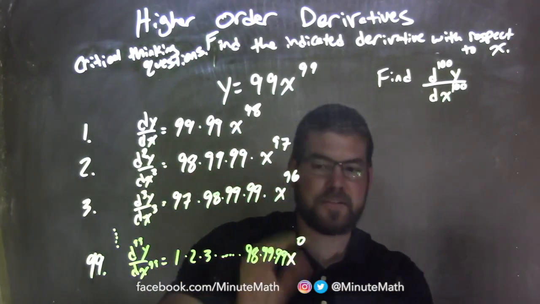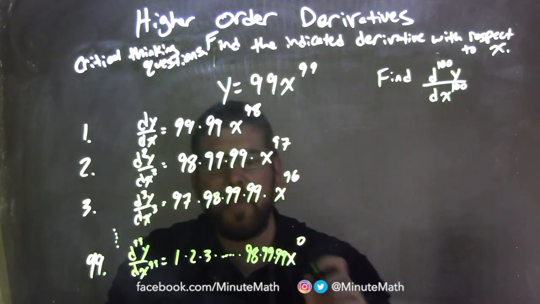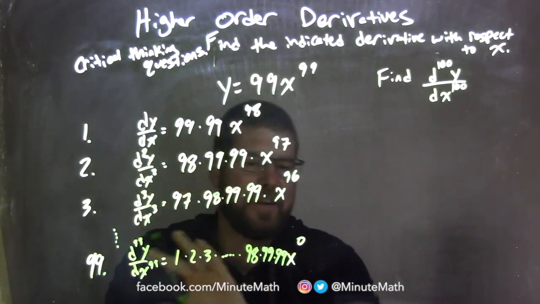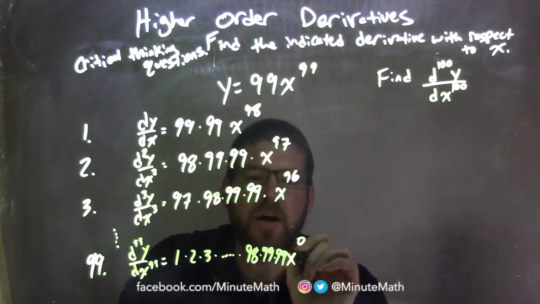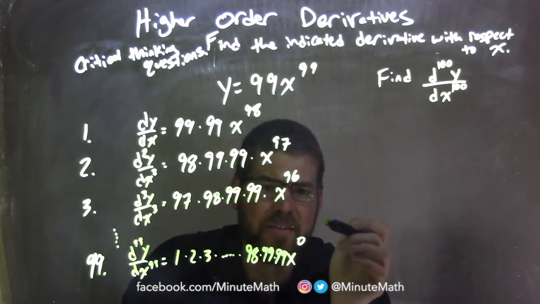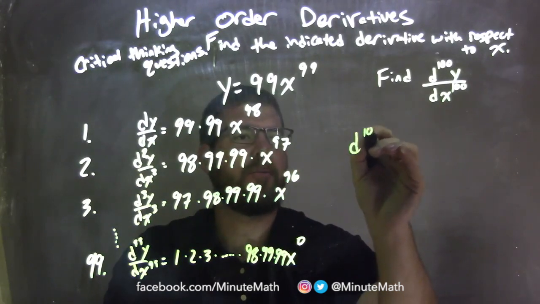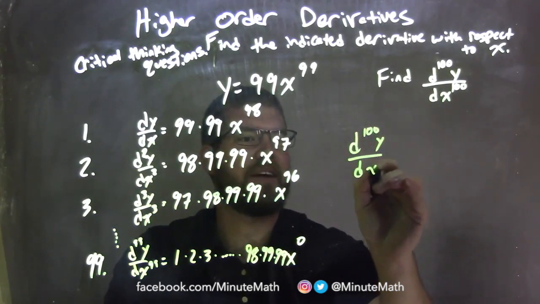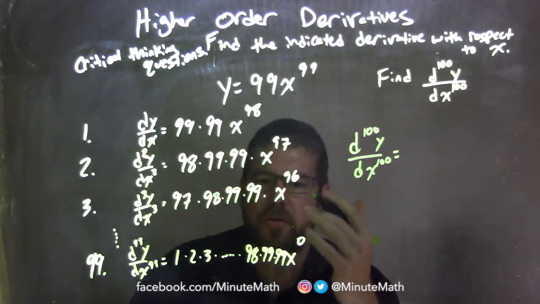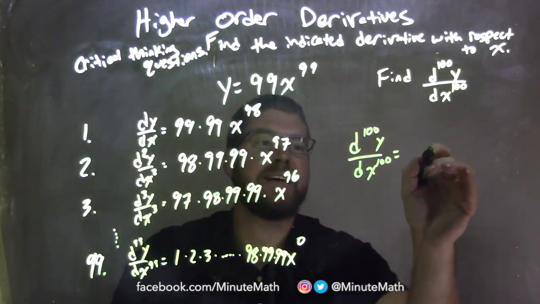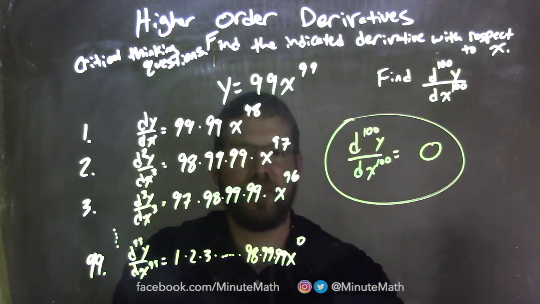Okay. So that's still a very big number. But x to the 0 power is just 1. So at this point, our derivative is just some constant. It's some massive number, right? 1 times 2 times 3 times forever, all the way up to 99, times x to the 0 power, which is just 1. Well, when I take the 100th derivative, this is just a constant. Since it's just a constant, the 100th derivative there is just going to be 0, right? Because the derivative of a constant, no matter how large, is just 0.